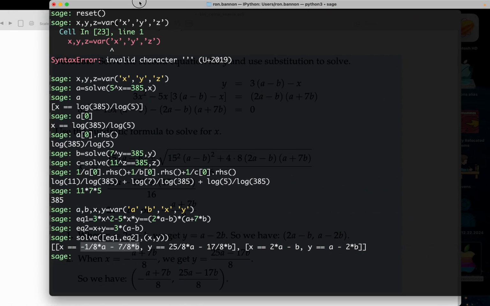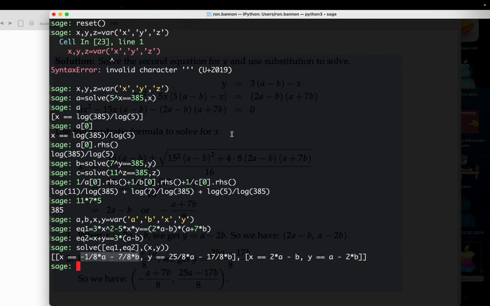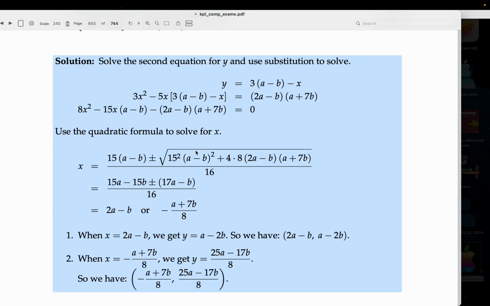You should appreciate how good Sage was at solving that system and how quick it was. All right, pay attention to that because we're pretty slow at doing things. At least I'm slow at doing things.